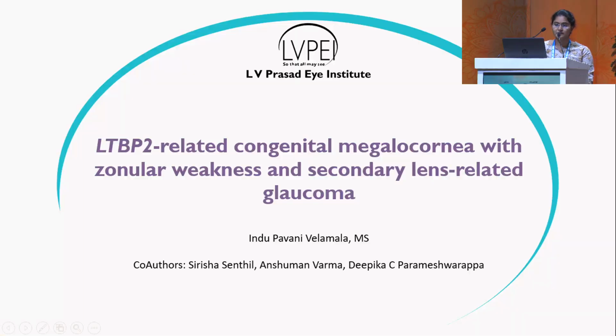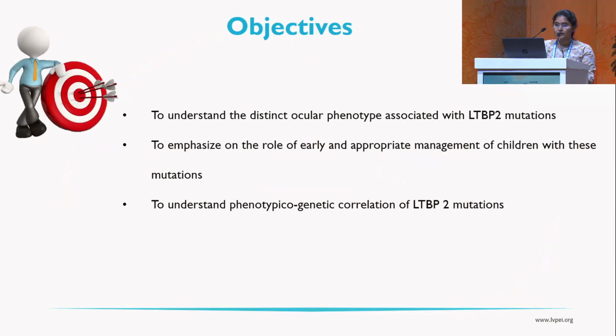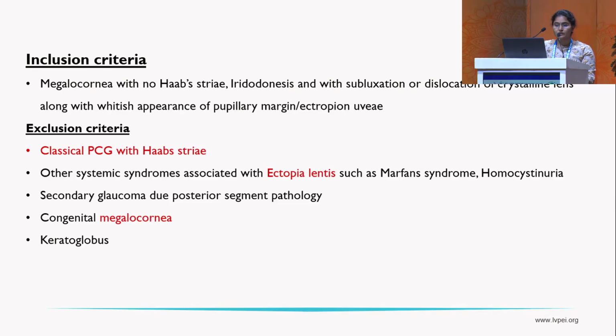Good afternoon, everyone. Today I'll be presenting on the topic titled LTBP2 related congenital megalocornea with zonular weakness and secondary lens related glaucoma. So the objectives of this study are to understand the distinct ocular phenotype and the phenotypic-genetic correlation of the LTBP2 mutations, and to emphasize the role of early and appropriate management of children with these mutations. So the inclusion criteria are megalocornea without Haab's striae, iridodonesis, and with subluxation or dislocation of the crystalline lens, along with whitish appearance of the pupillary margin or ectropion uveae.